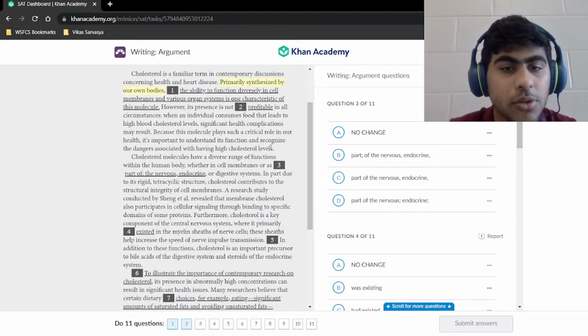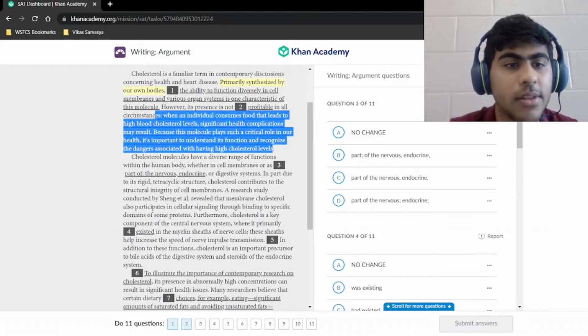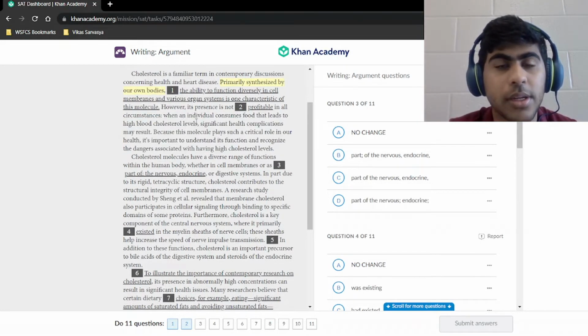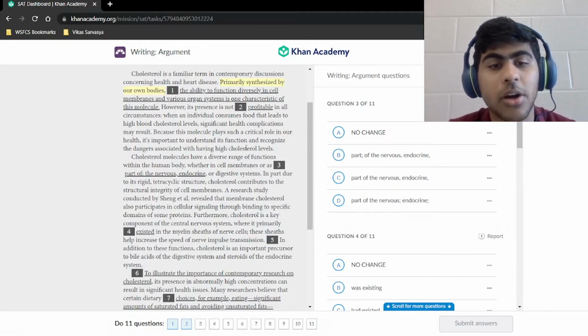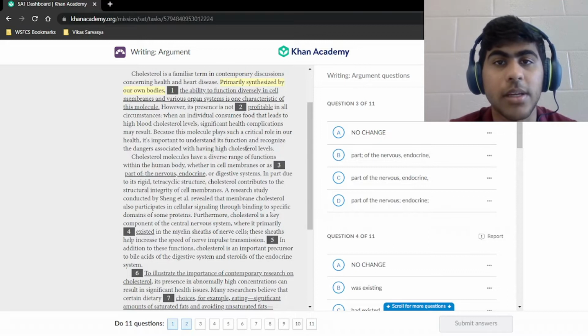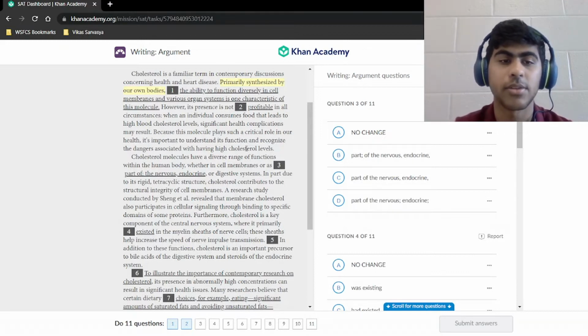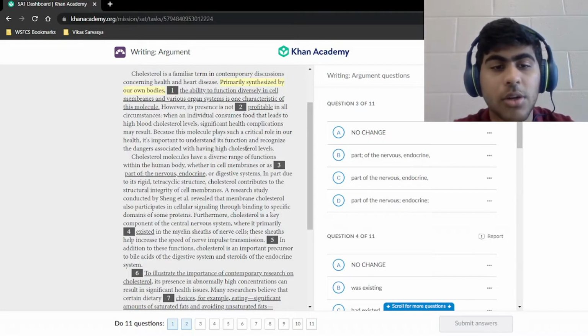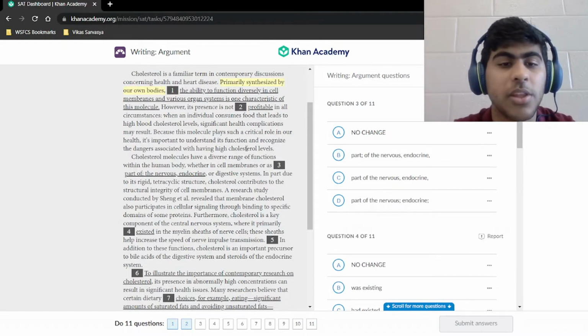Question 3, and it's all the way down here in this next paragraph. Make sure you do read this part of the passage when you're really doing the SAT, but if you are stressed for time, you can skip it, or just understand that it will be a bit harder trying to solve the other questions if you have a less deep knowledge of that part of the paragraph that you skipped. But here we have: cholesterol molecules have a diverse range of functions within the human body, whether in cell membranes or as part of the nervous, endocrine, or digestive systems.